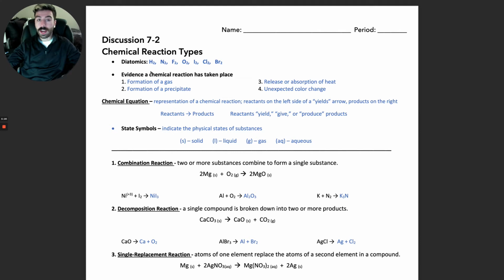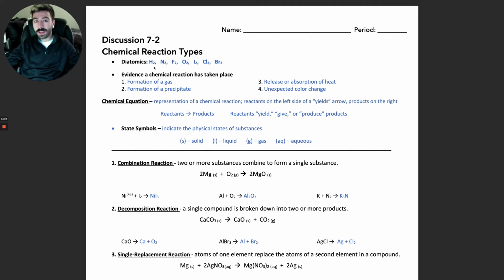And so we have hydrogen, nitrogen, fluorine, oxygen, iodine, chlorine, and bromine. Now you can remember these with the mnemonic, have no fear of ice cold Browdy. I like that to be school appropriate. It doesn't rhyme as well.